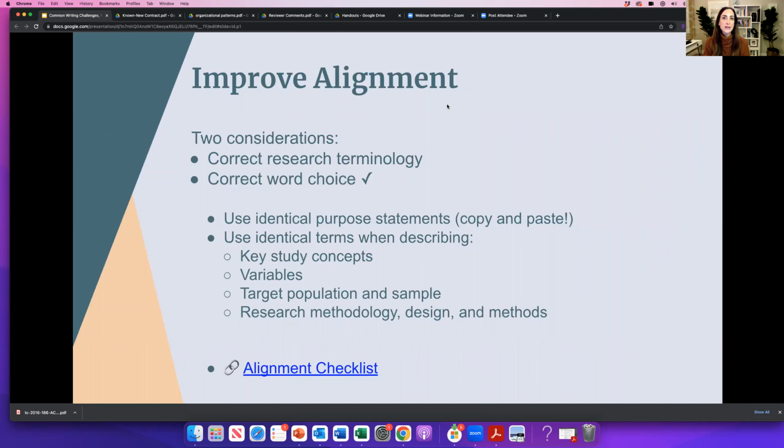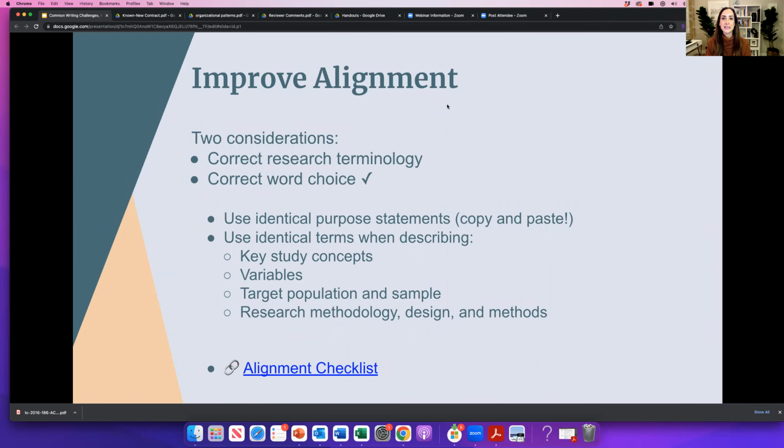When we're thinking about improving alignment, there are two considerations. There's only one that I can address tonight. The first consideration is correct research terminology. That involves having a knowledge and understanding of your research methods, your methodology, your design, and that's not something I can teach you tonight. But another aspect of it is your word choice.